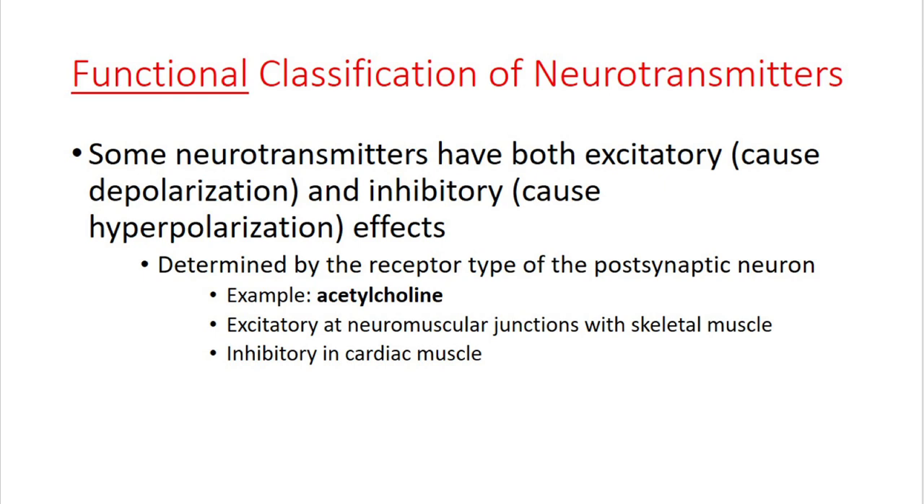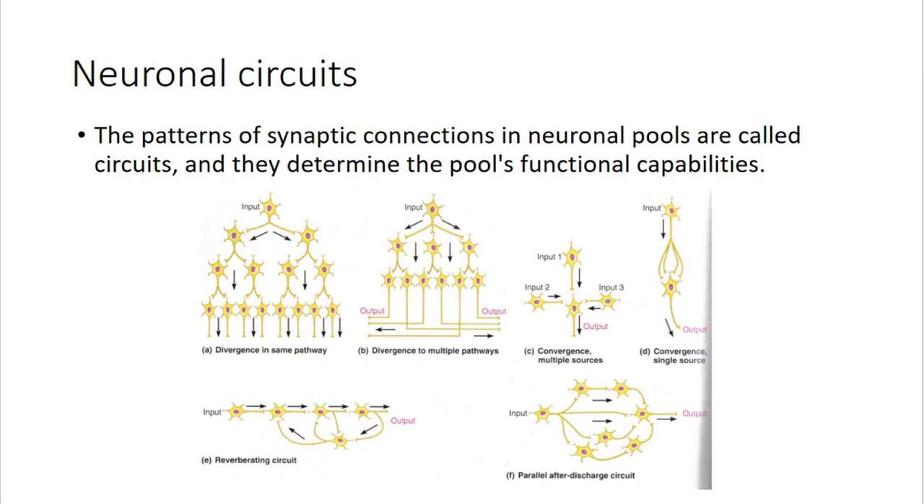A great example, though, is looking at acetylcholine. Its action is determined by its receptor type on the postsynaptic neuron. Acetylcholine is always excitatory at neuromuscular junctions, or when we're looking at skeletal muscle. But acetylcholine is inhibitory when it binds to receptors on cardiac muscle. So we can see that neurotransmitters can sometimes do both, be excitatory and inhibitory.